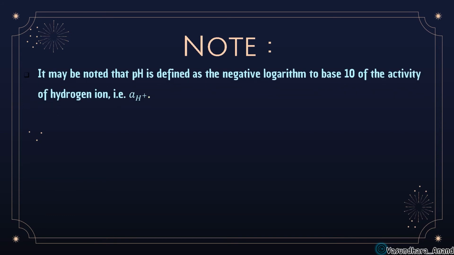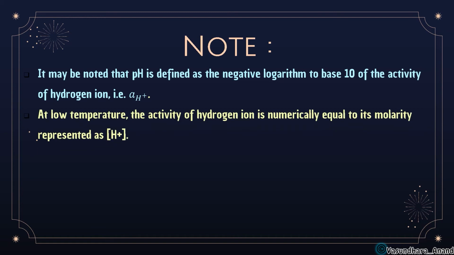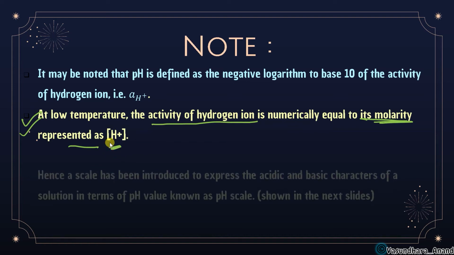So it may be noted that the pH is defined as the negative logarithm to the base 10 of the activity of hydrogen ion, that is aH+. Activity of H plus ion, or you can say potential of hydrogen ion, hydronium ion. At low temperature, the activity of hydrogen ion is numerically equal to its molarity. This is the point to be learned. At low temperature, the activity of hydrogen ion is numerically equal to its molarity. जितनी इसकी molarity होगी उतनी ही उसकी pH होगी, and that is represented as H plus concentration.